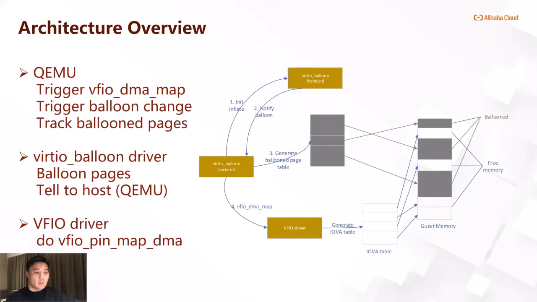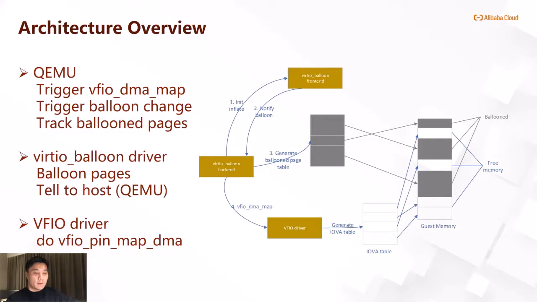This page shows the architecture overview. The solution will touch three components of QEMU virtualization. The first one is QEMU. It's responsible for triggering DMA map and balloon change. It's also responsible for tracking the balloon pages. The second one is the virtio-balloon driver. It's responsible for ballooning pages and telling the host. The third one is the VFIO driver. It's responsible for doing pin DMA map.